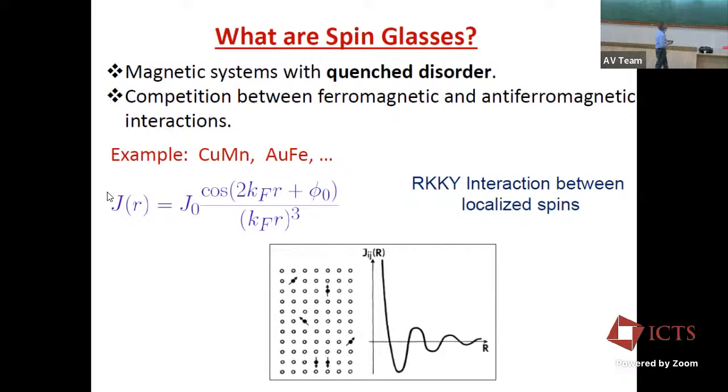Now the question is why people are interested. One can say that here you have both ferro and antiferro, the system doesn't know what to do, so there's no magnetic order. That also is a possibility. So what made people interested in this is that there are some experiments.